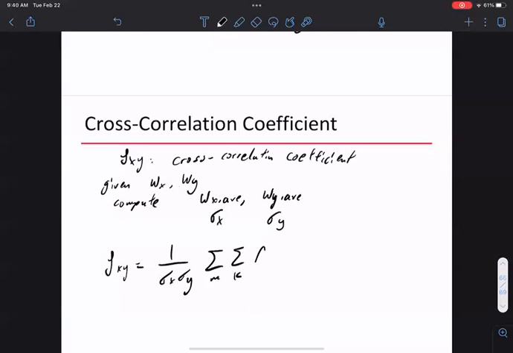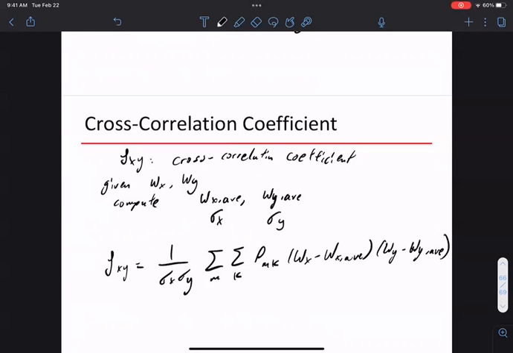Then you sum over. Okay, this is the calculation we do. So what is this measuring? This is the probability multiplied by how far x is away from its mean, multiplied by how far y is away from its mean, normalized by this product. This is just a definition, and there's good reason behind why it is a good definition.